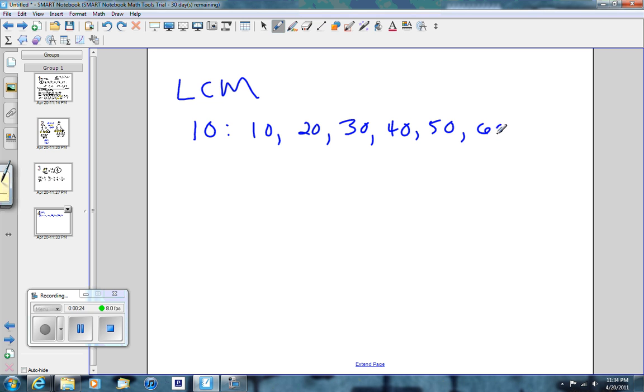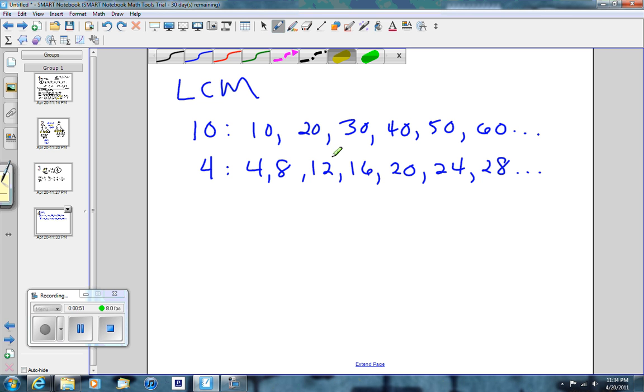Continuing 50, 60. Say you had multiples of, let's do 4. Multiples of 4: 4, 8, 12, 16, 20, 24, 28, continues. So almost like you're counting by that number. That is a multiple. When we look at the lowest common multiple, we're looking for the number that they share in common that is the smallest multiple. So in this case, we're looking across here and we see that 20 is the lowest common multiple of 10 and 4.